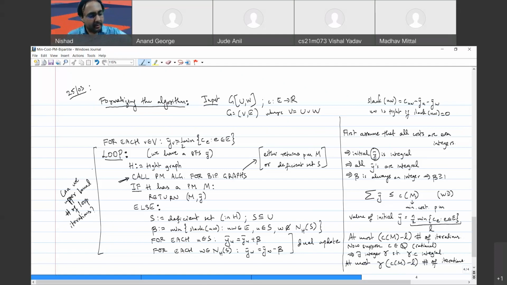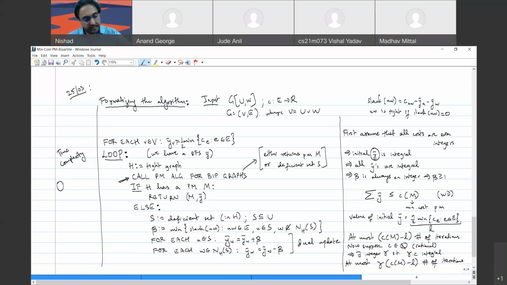So maybe I'll just make a note here. Okay, let me erase this. So the time complexity is order of gamma times the cost of the minimum cost perfect matching minus L, times the time complexity of the perfect matching algorithm for bipartite graphs.